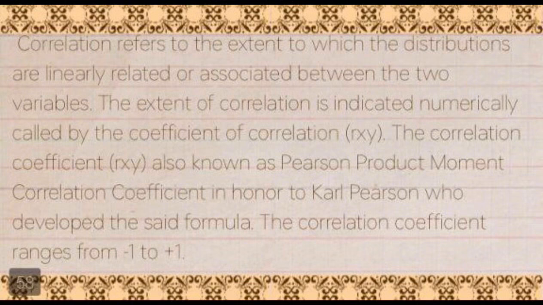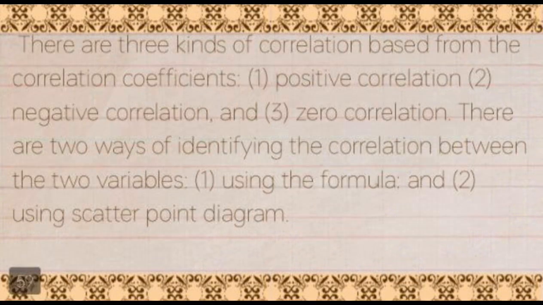So overall, correlation is a powerful tool to see how two sets of scores move together and to describe the strength and direction of their relationship. So there are three kinds of correlation based on the correlation coefficient. The number one is positive correlation, the second one is negative correlation, and the third one is zero correlation. There are two ways of identifying the correlation between the two variables. Number one is using the formula, and number two is using the scatter plot diagram, as I said earlier.